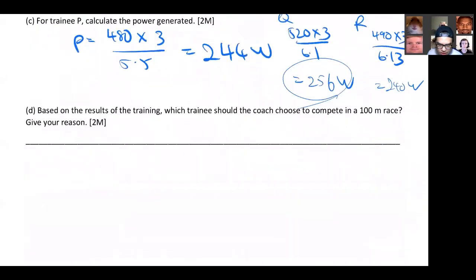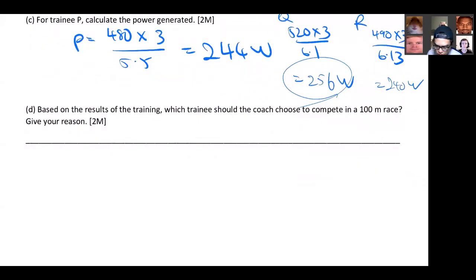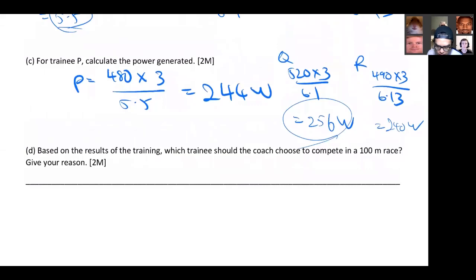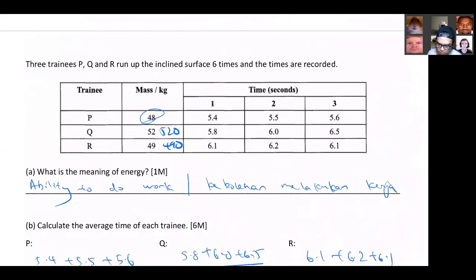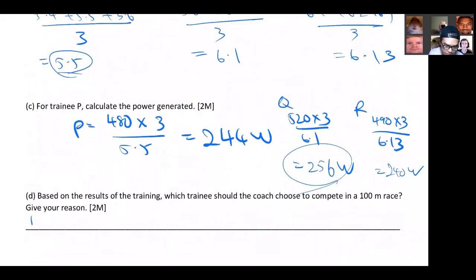Okay, so based on the result, which trainee should coach choose to compete? Who should they use? For me, I would choose trainee P. Why? Because it takes the shortest amount of time. Masa yang paling cepat.